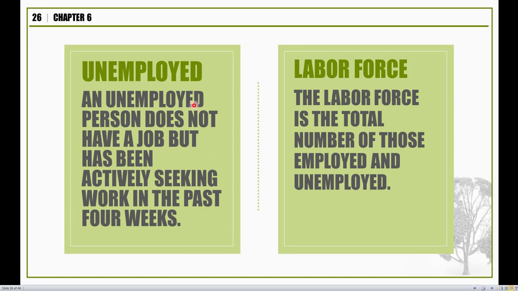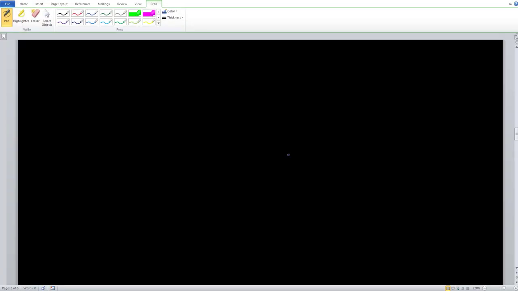And if we take the sum of those unemployed and employed, that is counted as the labor force in the United States. So the labor force is the total number of those employed and unemployed. So adding these two categories of people makes up the labor force in the US. However, if you're not employed, if you're not unemployed, then you're going to be considered not in the labor force in this instance. So if you don't fit the definition of employed, don't fit the definition of unemployed, then you're going to be considered to be in a category known as not in the labor force.